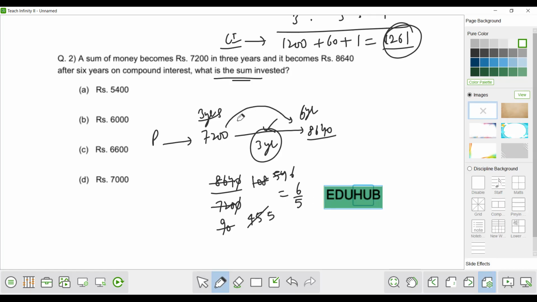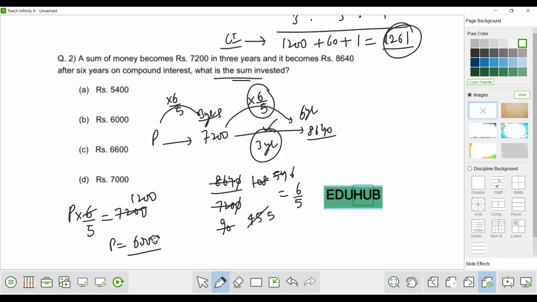So we come to know that our principal is increasing with this ratio, the ratio of 6 by 5, because compound interest increases according to GP with a certain ratio for a certain time period. Okay, here the window is of 3 years, so it is increasing with the ratio of 6 by 5. So what we get here is P into 6 by 5 will become 7200, and we get the principal as 6,000 rupees. I hope you all got it.